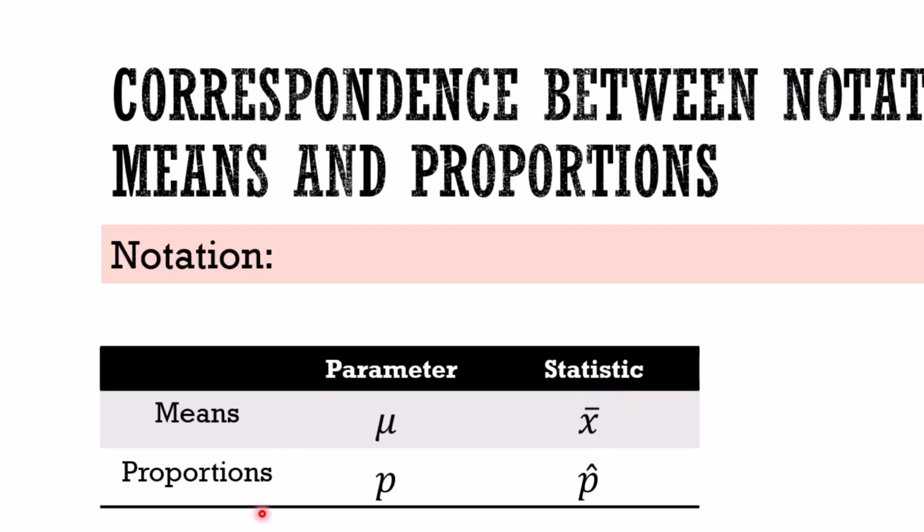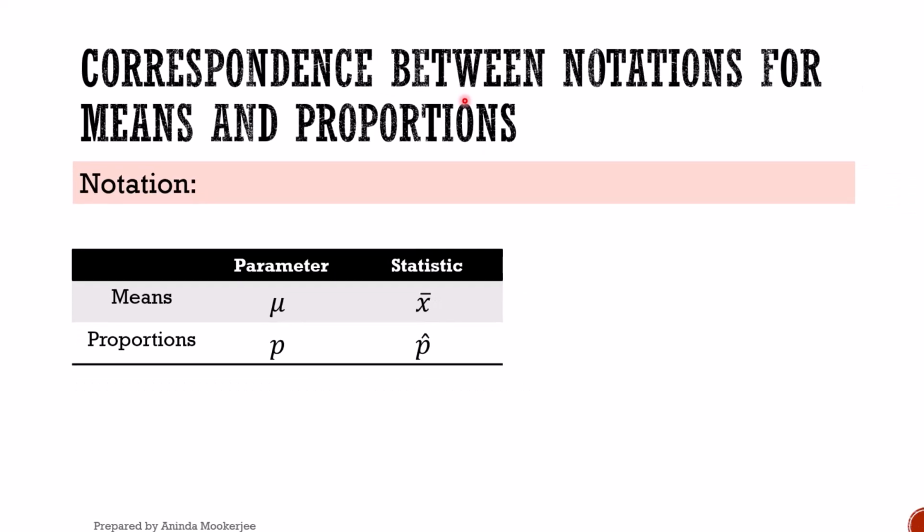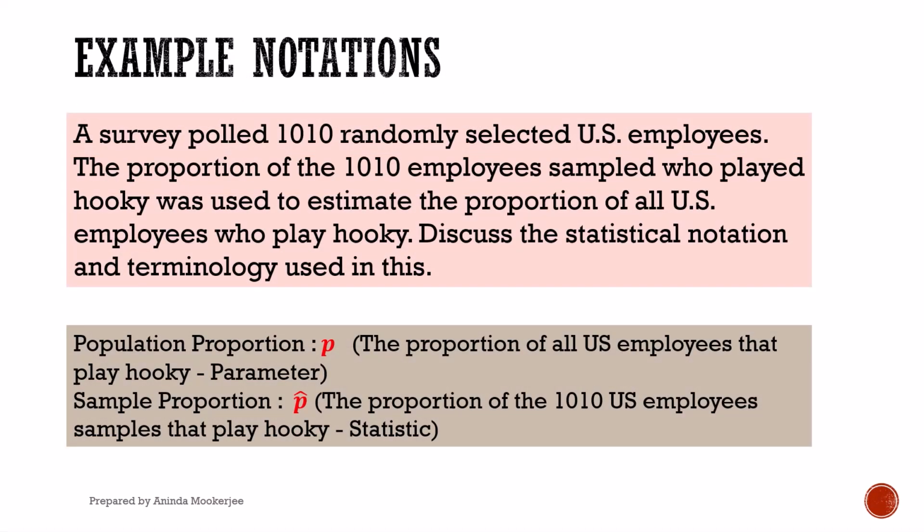As far as proportions are concerned, the letter P represents the population proportion, therefore the parameter, and P with a hat symbol above it represents the sample proportion, also called the statistic. All right? So let's work through a couple of examples. First, on identifying the two types of proportion, population proportion and sample proportion, and their respective notations. And then we'll work on calculating the sample proportion.